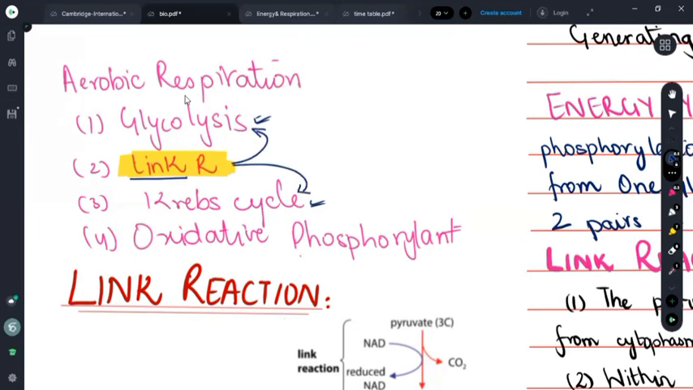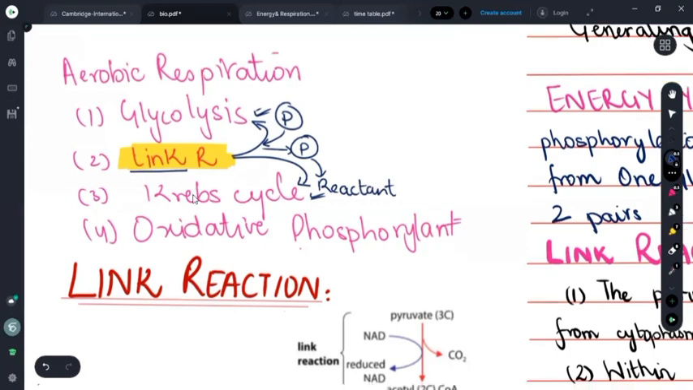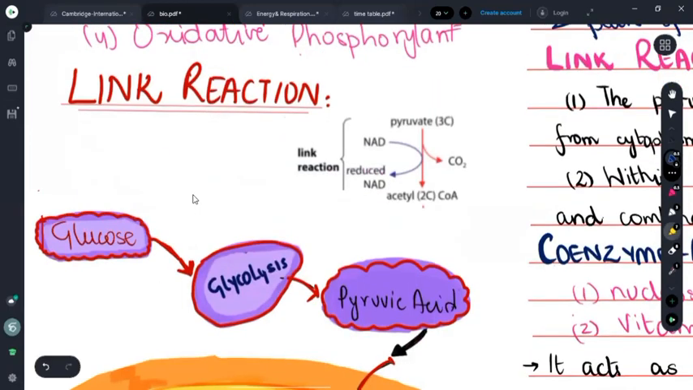How does it link? It uses the product formed in glycolysis and then forms a product which becomes the reactant of the Krebs cycle. Now, let me show you here. What's happening here is, as we can recall, the product of glycolysis was pyruvate, which is a 3-carbon compound. Link reaction uses this 3-carbon compound, pyruvate.